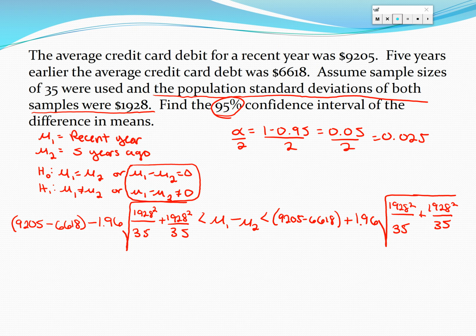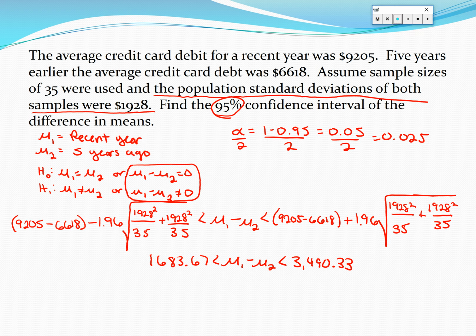Alright, so play around with that a little bit. Double check me. When I did this, I came up with $1,683.67 and $3,490.33. So play around with that a little bit, do a little plugging and chugging, and then we'll talk about now if we found the interval. Now what does that mean in terms of rejecting or not?